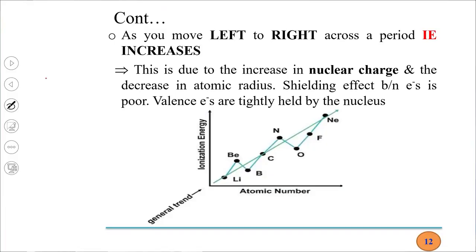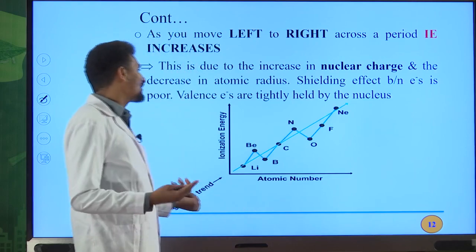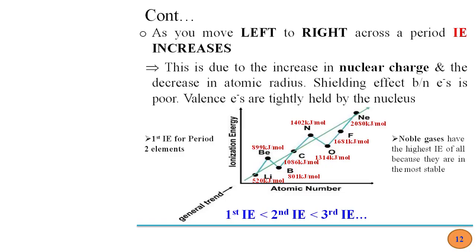But there are some factors that affect the ionization energy of atoms. I'll tell you this one later, but look at the ionization energy of these elements: lithium, beryllium, boron, carbon, nitrogen, oxygen, fluorine, and neon. Beryllium has higher ionization energy when compared with boron. Why? I told you that when we move from left to right across the period, ionization energy increases. The ionization energy of boron is not greater than that of beryllium because of the stability of beryllium.